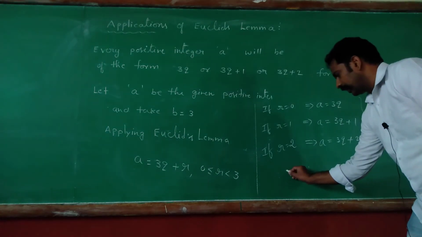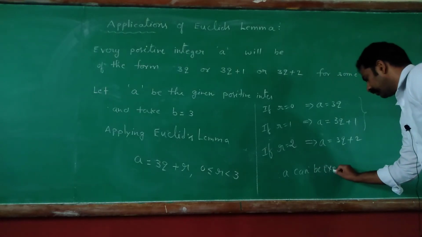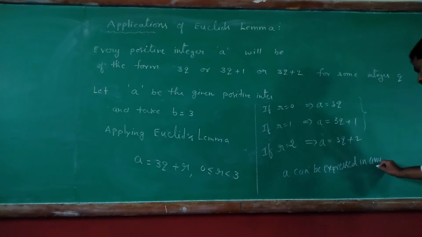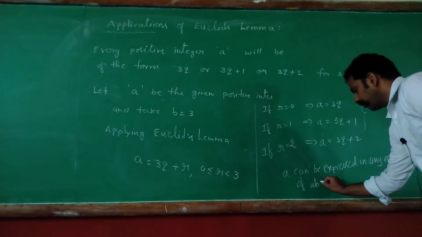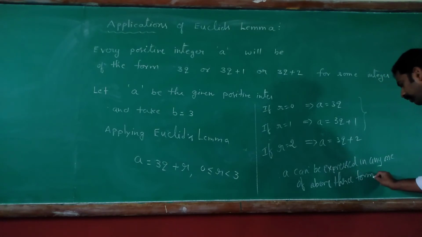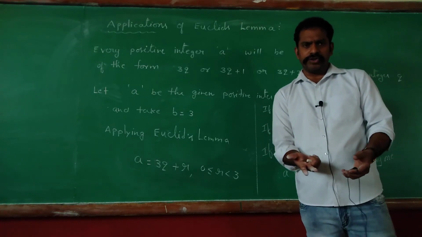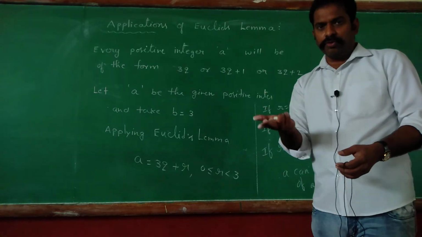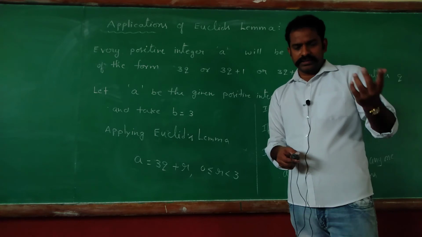So therefore a can be expressed in any one of the above three forms. So this is a simple application of Euclid's lemma. I hope you understand. Every positive integer will be of the form either 3q, 3q plus 1, or 3q plus 2. Any one of these three forms is what a takes.